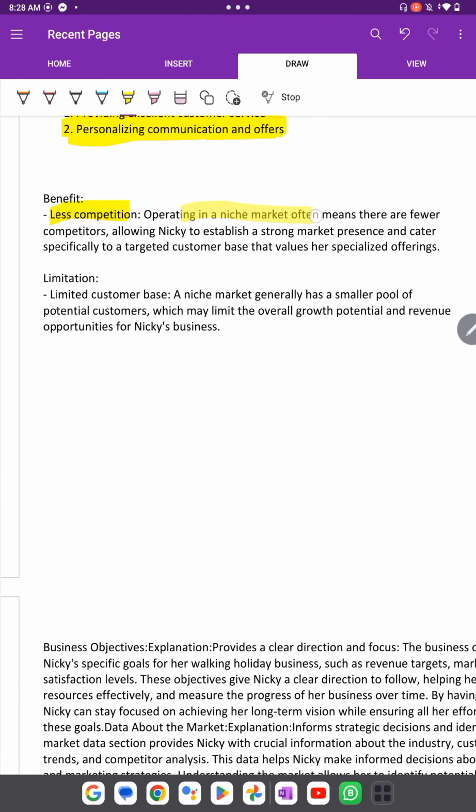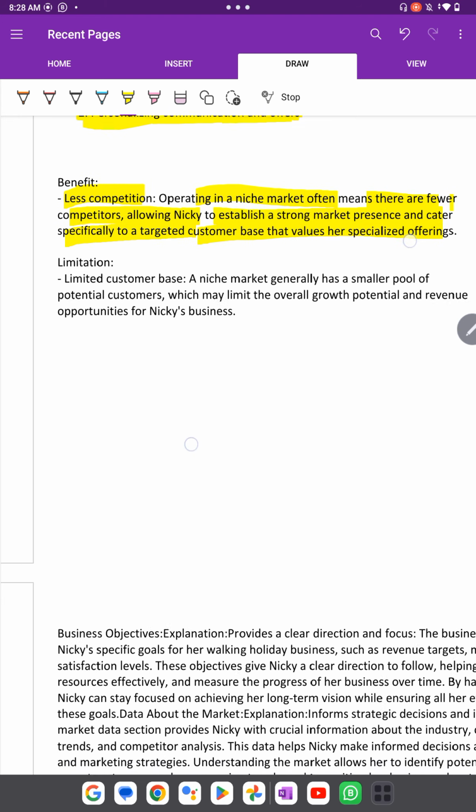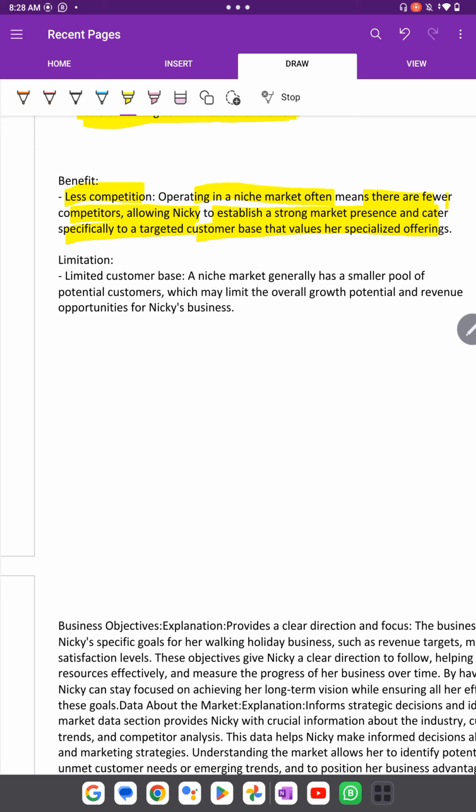So operating in a niche market often means that there are fewer competitors, allowing Nikki to establish a strong market presence and cater specifically to a target customer base that values her specialized offerings. So this is the first benefit, and now let's talk about its limitation.